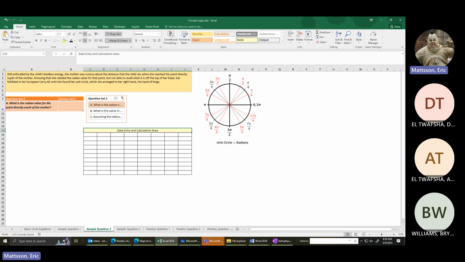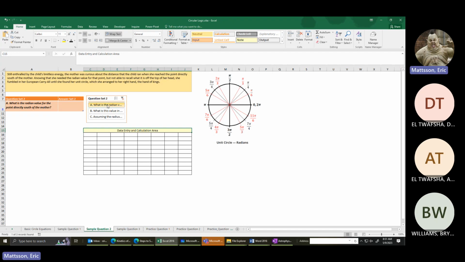So question A. So still enthralled by the child's limitless energy, the mother was curious about the distance that the child ran when she reached the point directly south of the mother. So if we look at our circle, the point directly south of the mother would be, in degrees, 270 degrees on the circle. So the child is running a circle and eventually reaches the point directly south of the mother there. So knowing that she needs the radian value for that point, but not able to recall what it is off the top of the head, she fumbled in her European carryall until she found her unit circle, which she arranged on her right hand, the hand of kings.